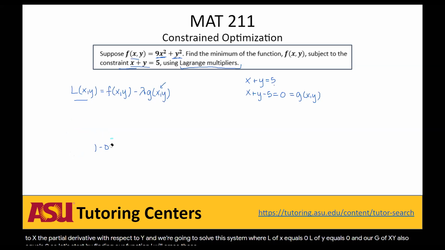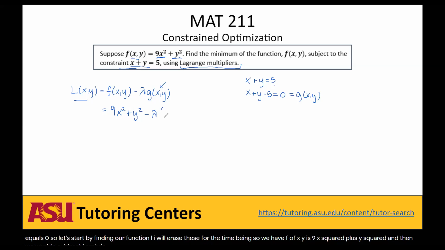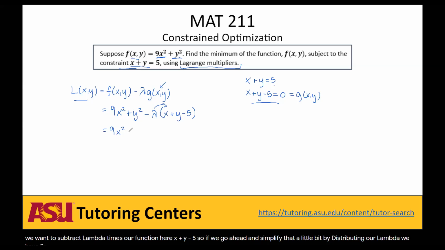We'll erase these for the time being. So we have f of x, y is 9x squared plus y squared. And then we want to subtract lambda times our function here, x plus y minus 5. If we simplify that a little bit by distributing our lambda, we have 9x squared plus y squared minus lambda x minus lambda y plus 5 lambda.